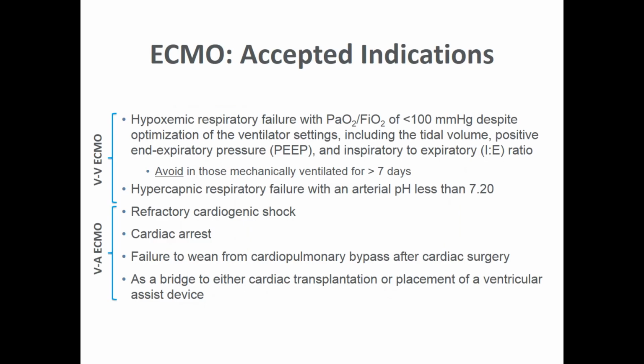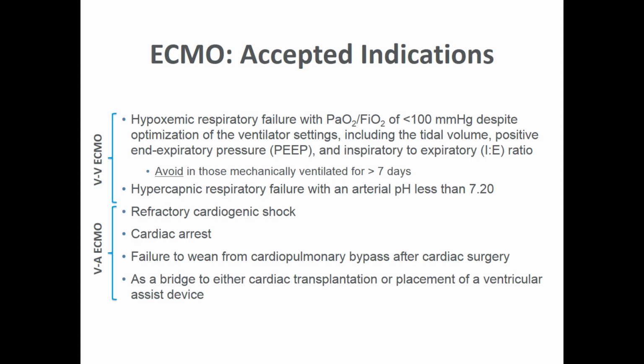So in general, the accepted indications for VV ECMO are hypoxemic respiratory failure with a low PaO2 to FiO2 ratio despite optimization of the ventilator settings, including the tidal volume, PEEP, and I:E ratio. Typically, VV ECMO is avoided in those who have prolonged mechanical ventilation due to the risk of adverse outcomes. The other circumstance in which it's often helpful is in patients with hypercapnic respiratory failure with an arterial pH less than 7.2. So these are patients who need primarily pulmonary support for oxygenation or ventilation despite maximal ventilator settings.